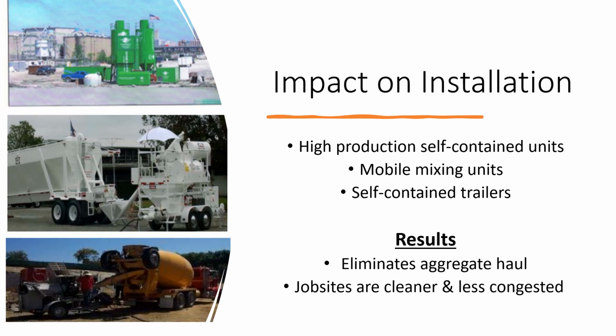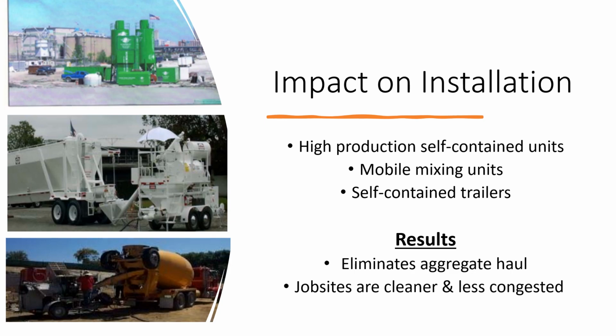Another impact of cellular concrete is the ease of installation. There is a lot of on-site installation equipment that allows users to transport and install this concrete. Some large volume projects use high production self-contained units for quick and easy access to cellular concrete. Other on-site installation equipment includes mobile mixing units and self-contained trailers with a wet batch system. Cellular concrete eliminates coarse aggregate haul, and most job sites are cleaner and less congested due to fewer equipment and fewer truckloads.